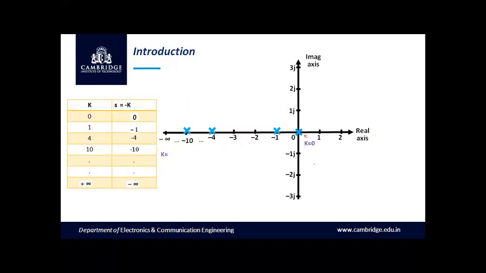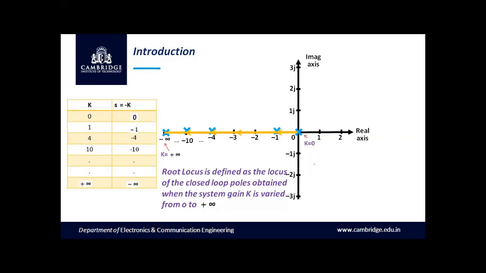Hence, by joining all the locations of the poles when K ranges from 0 to plus infinity, I can obtain the root locus. Hence, we can define root locus as the locus of the closed loop poles obtained when the system gain is varied from 0 to plus infinity. Hence, in this case, root locus is nothing but the negative real axis of the system.